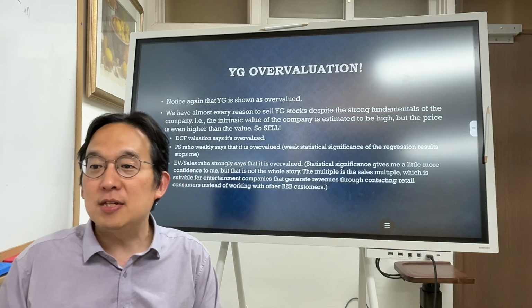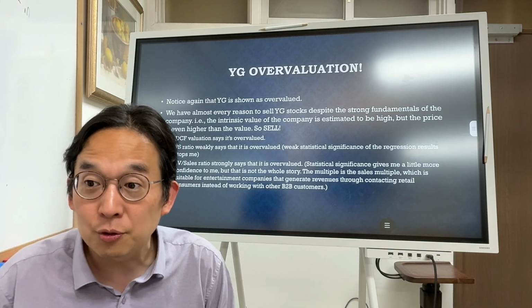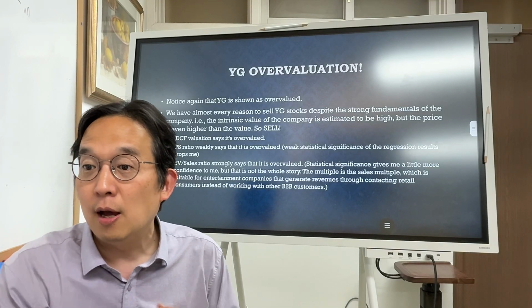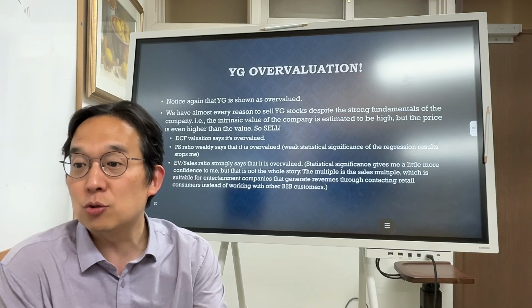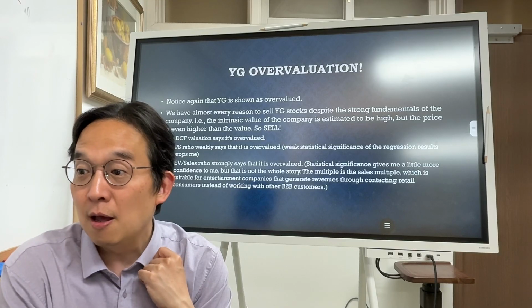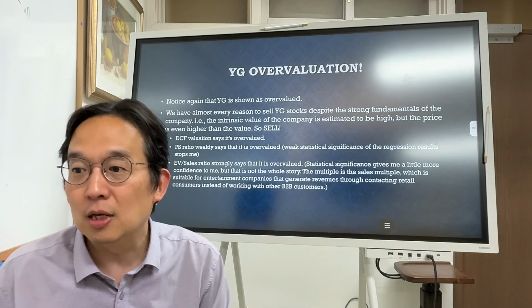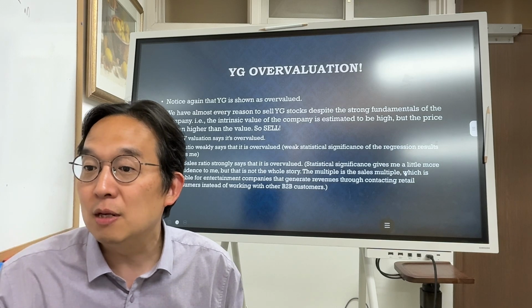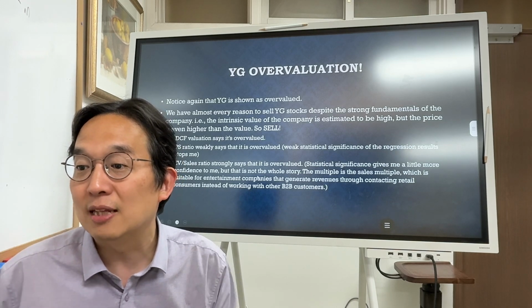Okay. DCF valuation says it's overvalued. The PS ratio weakly says it's overvalued. The EV to sales ratio strongly says it is overvalued. So commonly I would say sell. Okay, statistical significance gives me a little more confidence, but that is not the whole story.